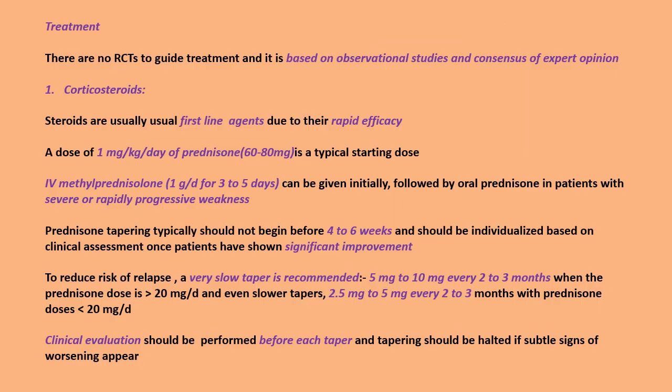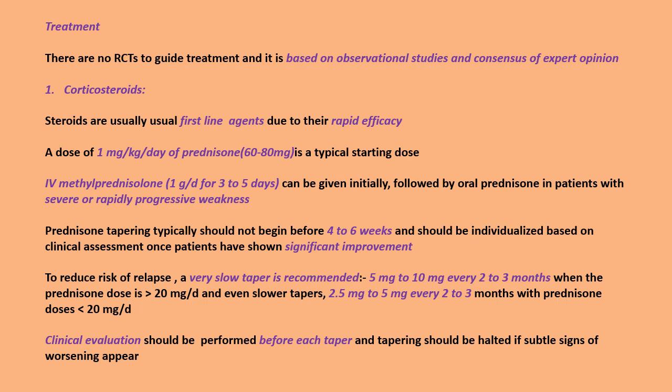Treatment: there are no RCTs to guide treatment, and it is based on observational studies and consensus of expert opinion. Number 1, corticosteroids. Steroids are usually first-line agents due to their rapid efficacy. A dose of 1 mg per kilogram per day of prednisone, 60 to 80 milligrams, is the typical starting dose. IV methylprednisolone can be given initially, followed by oral prednisone in patients with severe or rapidly progressive weakness.